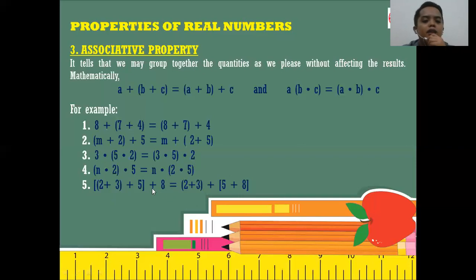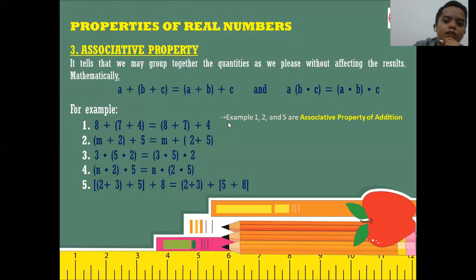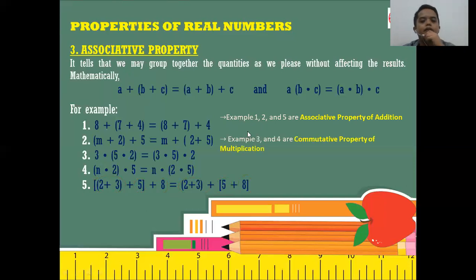Unlike commutative, where the real numbers really move to the other side, in associative the real numbers and variables are not moving. So that is the difference between associative and commutative. So examples 1, 2, and 5 are associative property of addition. Likewise, examples 3 and 4 are commutative property of multiplication.